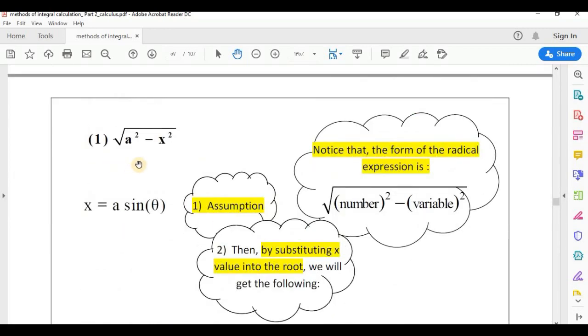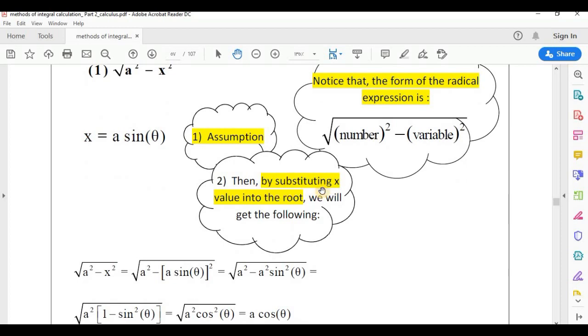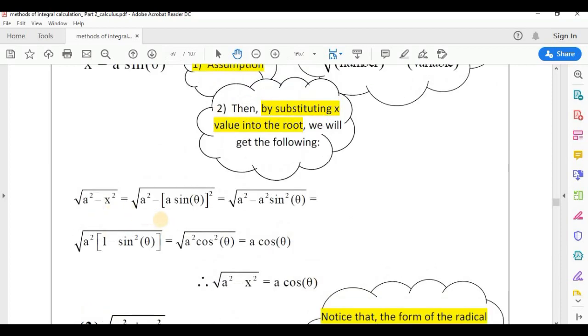The first radical expression is under root a square minus x square. Notice that the form of the radical expression is under root number square minus variable square. Assumption, what is our assumption? It will be x equal a sine theta. Second step, by substituting the x value into the root, this radical expression, after substituting the value of x, we will get this result.